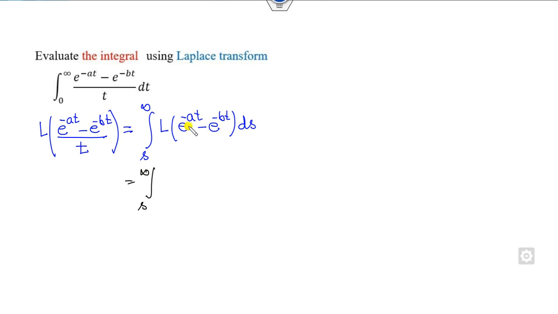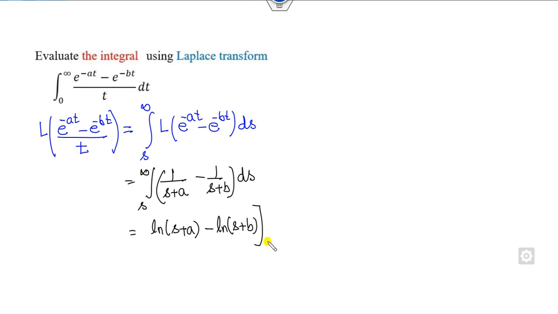So what is the Laplace of this? From s to infinity, Laplace of the first value will be 1 over s plus a, Laplace of second value will be 1 over s plus b, into ds. There is no need to take the LCM, you can simply integrate them. What is the integration of the first part? ln of s plus a minus ln of s plus b from s to infinity. So that will be ln of s plus a over s plus b from s to infinity. So if I substitute infinity, it's an infinity over infinity form. So that's the L'Hopital rule. If I differentiate them, it's 1 over 1.